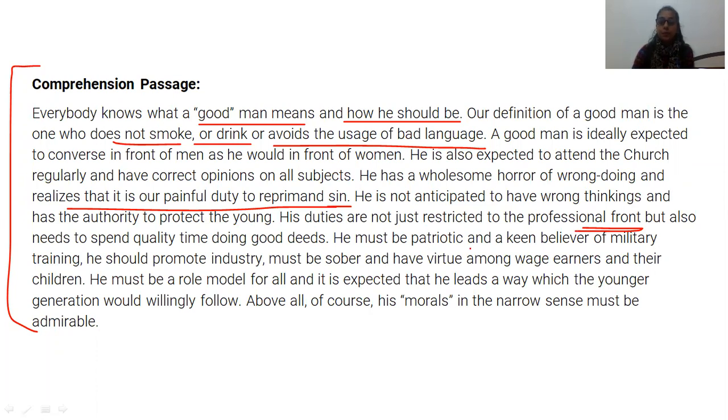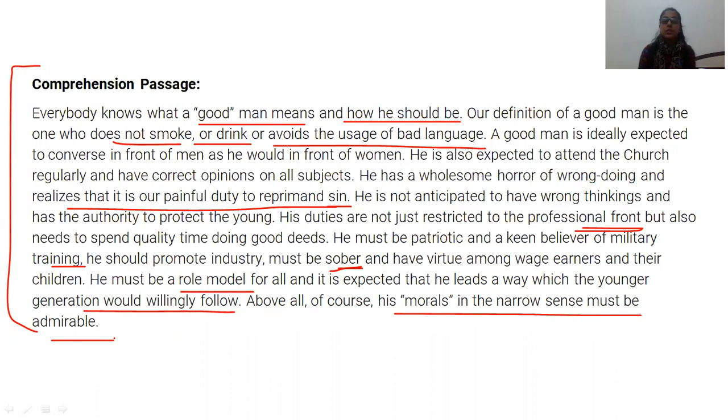He must be patriotic and a keen believer in military training. He should promote industry, must be sober, and have virtue among wage earners and their children. He must be a role model for all, and it is expected that he leads a way which the younger generation would willingly follow. Above all, of course, his morals in the narrow sense must be admirable. Now, this is your passage which can come up in your examination.